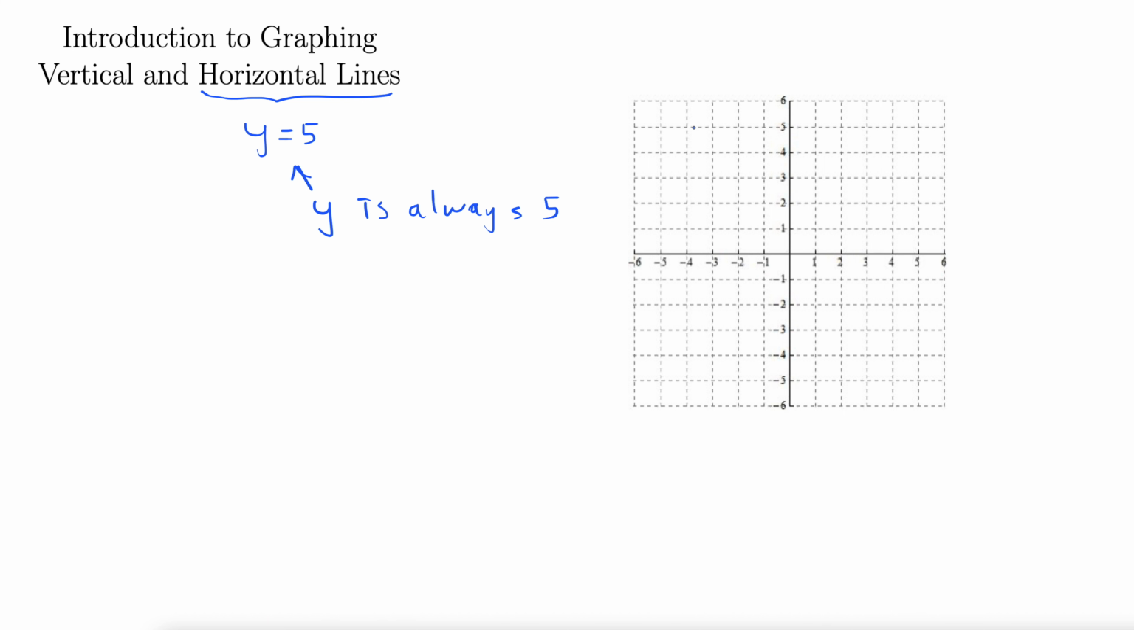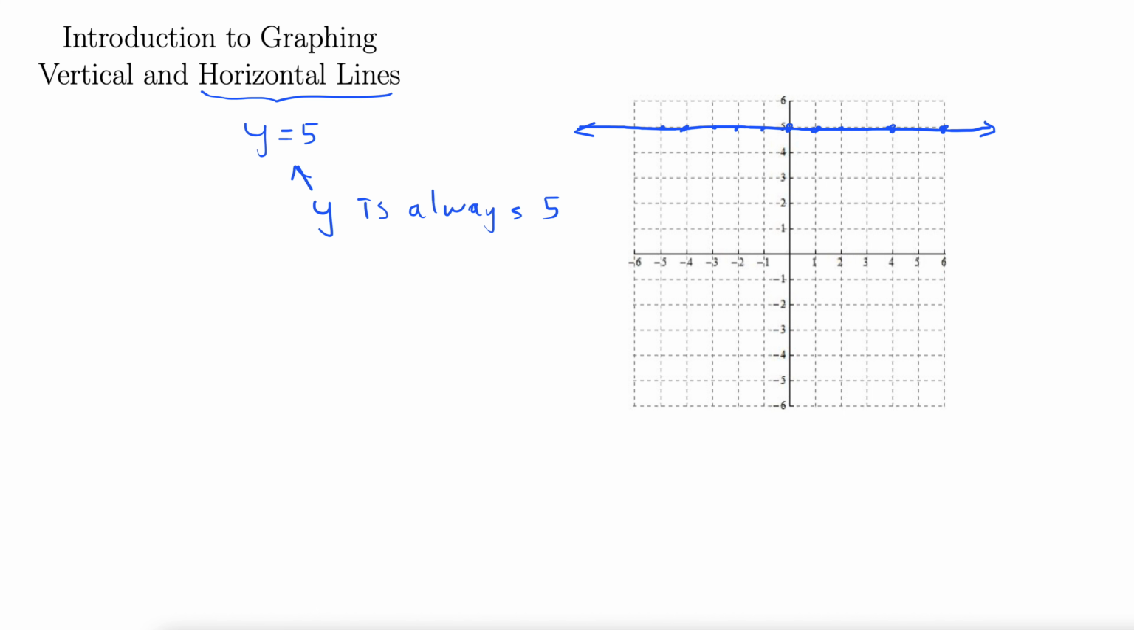Maybe x is negative 4. Well, y is still 5. Maybe x is 0. Well, y is still 5. Maybe x is 4. Y is 5. Maybe x is 6. Y is 5, right? And so on. What this creates is a horizontal line if you include all points. It goes right here through all these and, of course, keeps going on and on.